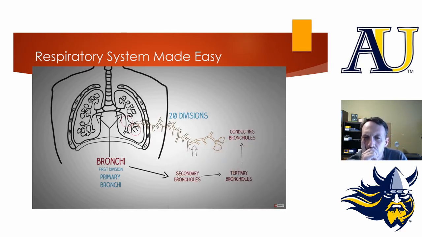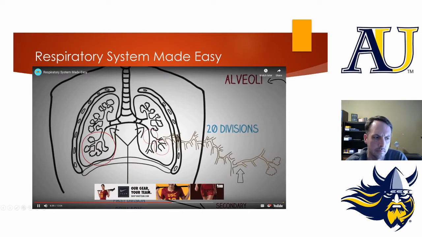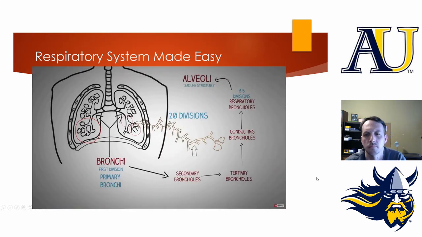The conducting bronchioles then form a 4 to 5 division series of respiratory bronchioles. These respiratory bronchioles are in turn connected to the alveoli. The alveoli are sac-like structures in which the actual gas exchange happens.